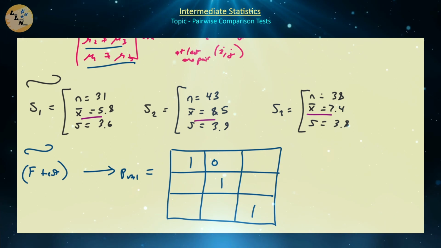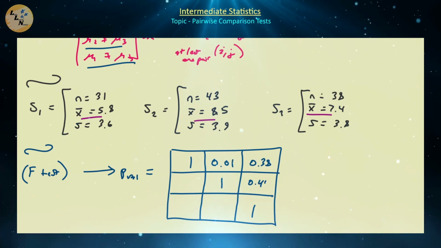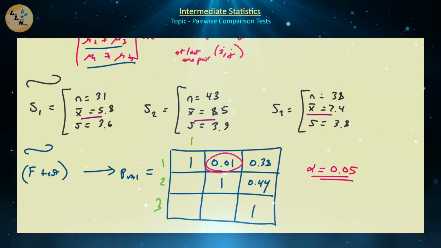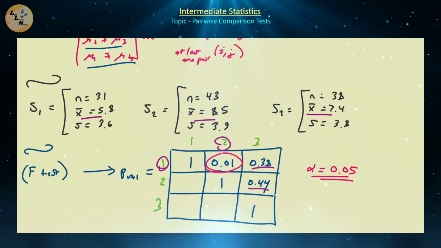But one can show that this is going to be equal to 0.01, 0.38, and 0.44. So if we choose, for example, alpha is equal to 0.05, then we reject the equality of variances for pair 1 versus 2. Remember, this is 1, 2, 3, and 1, 2, and 3. So we have evidence to believe that populations 1 and 2 are not homoscedastic to each other, and we have evidence to believe that populations 1, 3, and 2, 3 are significantly different from each other.